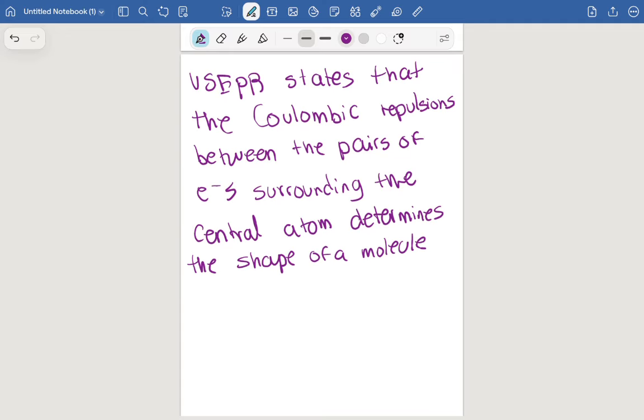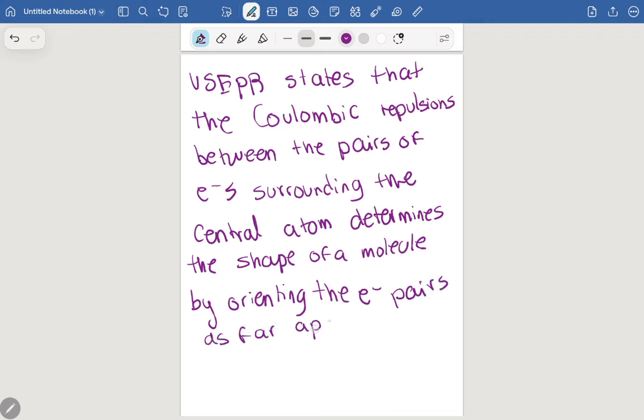So it determines the shape of a molecule by orienting the electron pairs as far apart as possible to minimize energy.